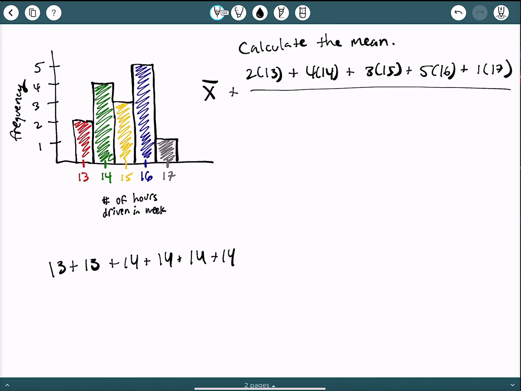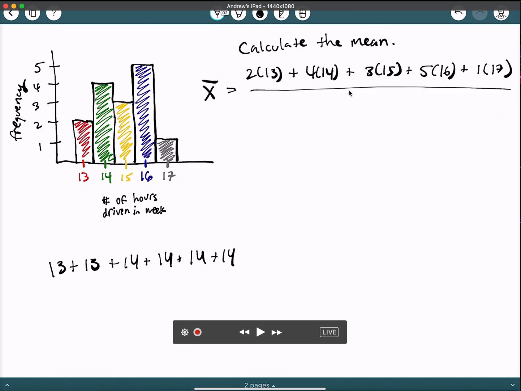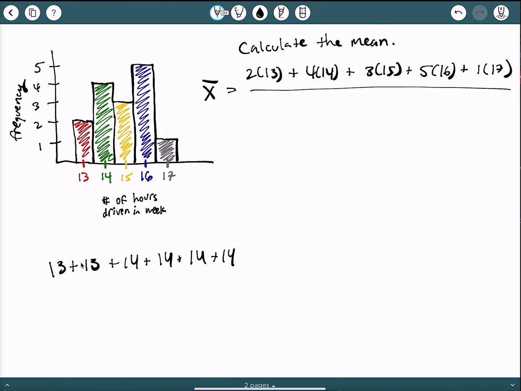And so if I add them all together, this is just a more condensed way of writing out 13 plus 13 plus 14 plus 14 plus 14 plus 14 plus 15 plus 15. Obviously, that's a lot more tedious. So what would go in my denominator here? We just ask ourselves how many values do I have. We have 2 of these, 4 of these, 3 of the 15s. Well, I would just add the frequencies, right? So the 2 plus the 4 plus the 3 plus the 5 plus the 1, because the frequency tells me how many of each value I have.